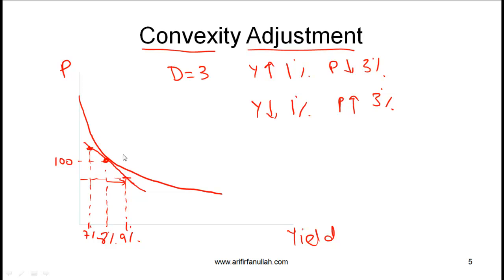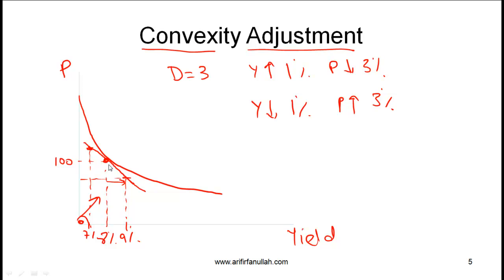And why do we call this convex? We call it convex because we assume that we are sitting here at the origin and looking at the curve. Looking at the curve from the origin, the curve appears convex. And essentially convexity is a measure of the curvature of this price yield curve. So the issue that we now face is: is convexity good or is convexity bad for an investor? And the way we can look at this is as follows.